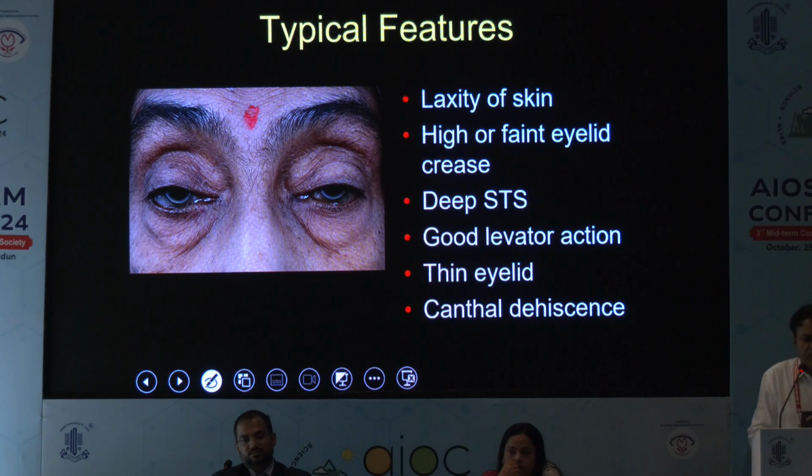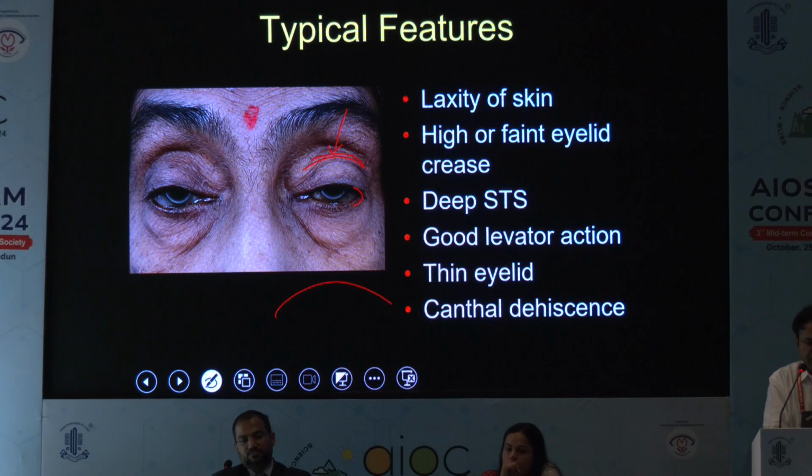Typical features are that there will be accompanying laxity of the eyelid skin, as you see here, a high or faint eyelid crease, and a deep supratarsal sulcus. They invariably tend to have good levator action, 10, 12, 13, 14 millimeters. They have thin eyelids, and in a fair individual in a well-lit room, you can actually see the uveal reflex shining through the lid when the patient gently closes the lid. They also have canthal dehiscence.